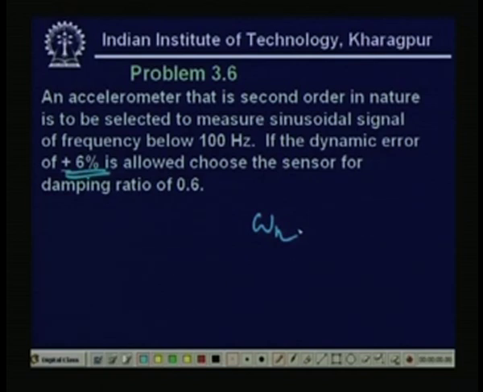And I will remind you that for problem number 3.4, the instrument is first order. Problem number 3.5 also is a first order system, whereas problem number 3.6 is a second order system. So, with this I come to the end of lesson 3.